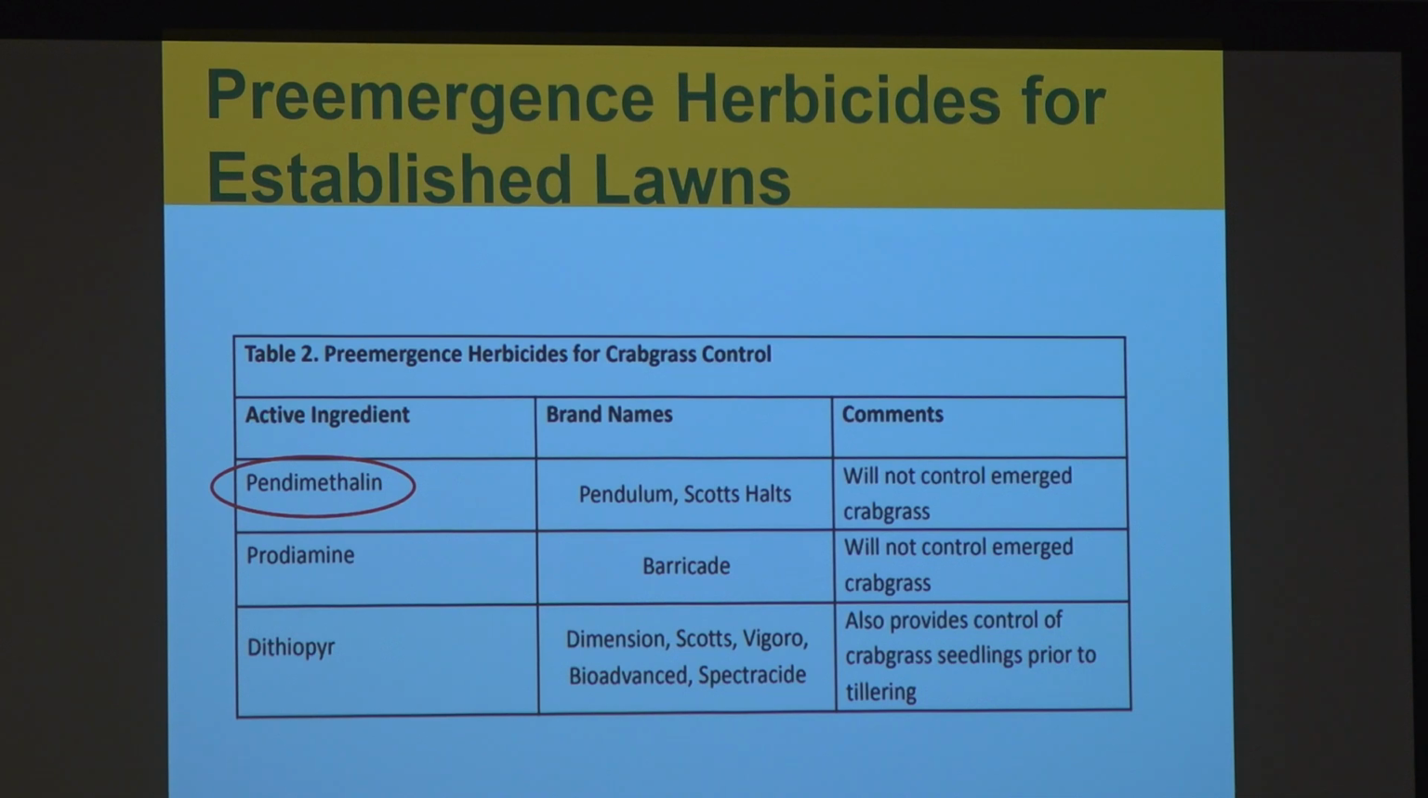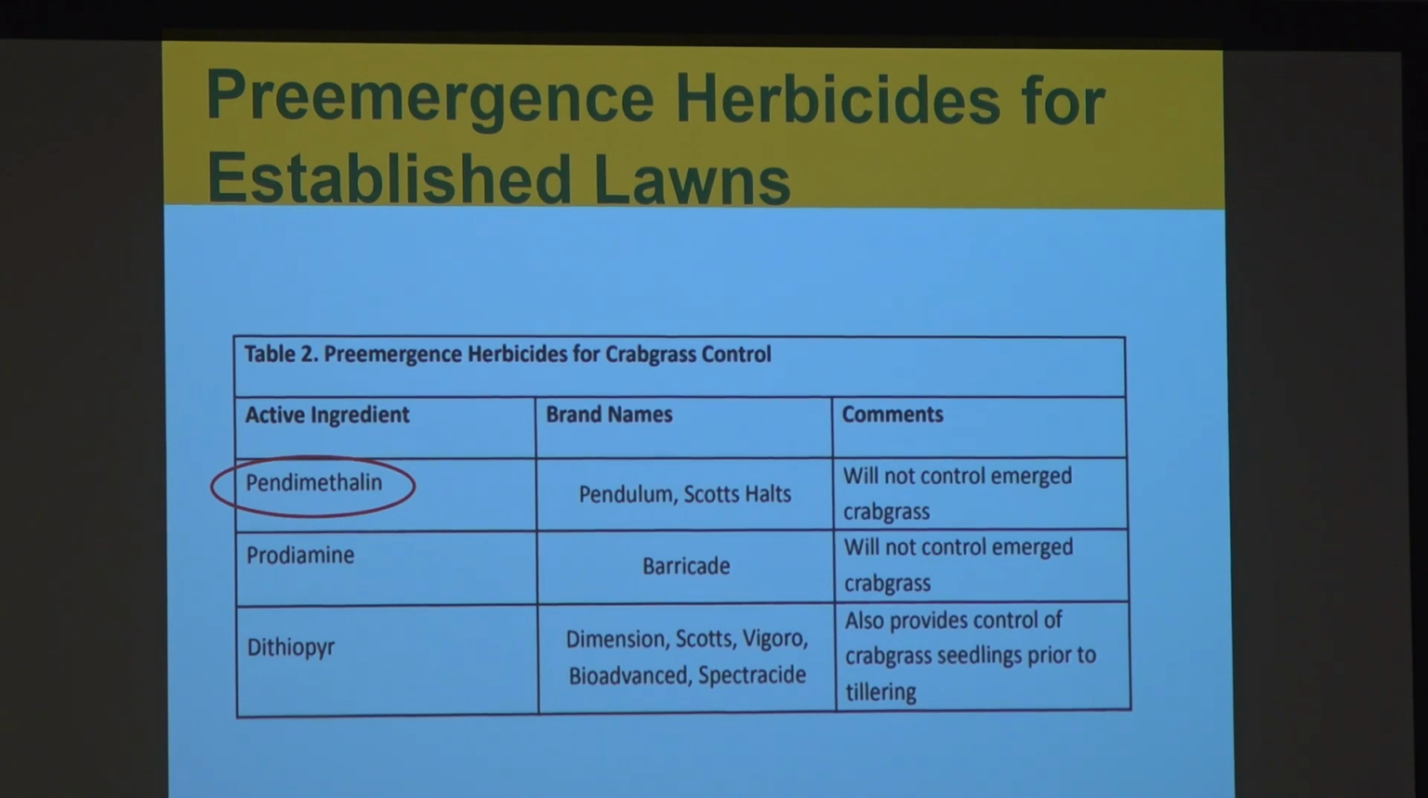So with respect to pendimethalin and prodiamine, these are active ingredients that would be listed on the label with a certain percentage, and these are traditional pre-emergence herbicides. They only help prevent seedling emergence. They will not control escapes. So once that seed has germinated, these products are going to be useless.